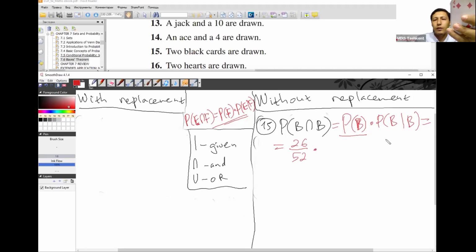Then next one. Here we have already picked a black card. So it is without replacement, so you just throw it. Now what is the probability that the second is also black? How many blacks left? 25. Total how many? 51 left.